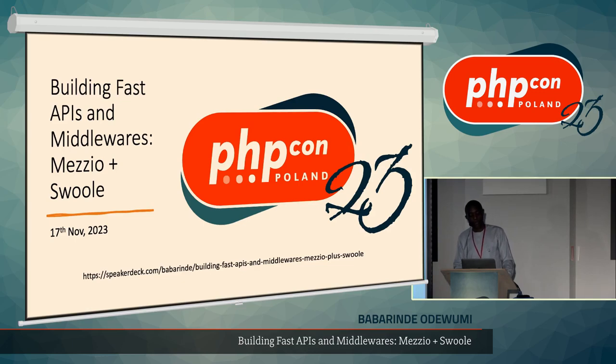So this morning we'll be talking about building fast APIs and middlewares using Mezzio and Swoole.